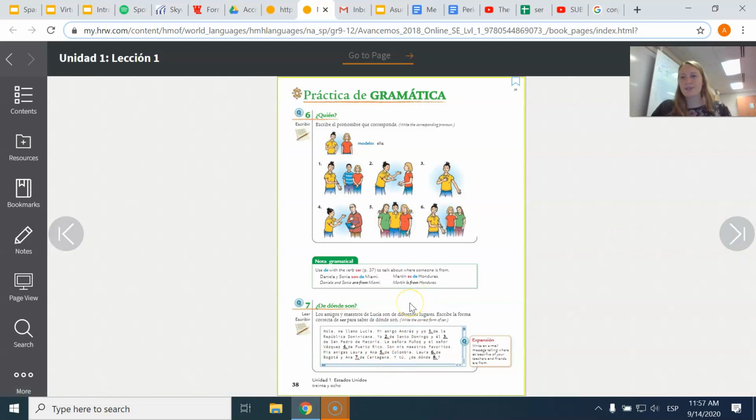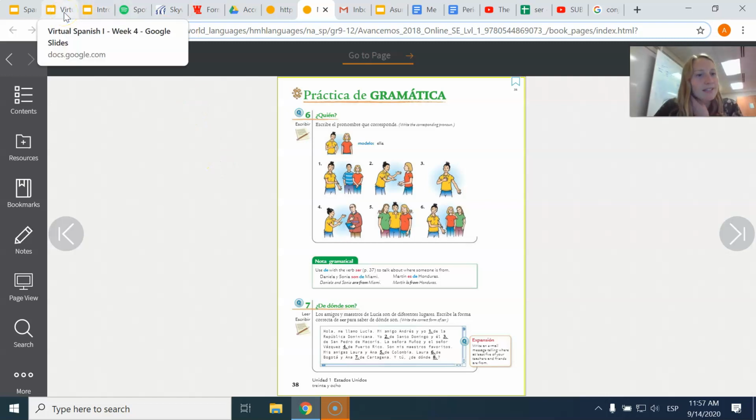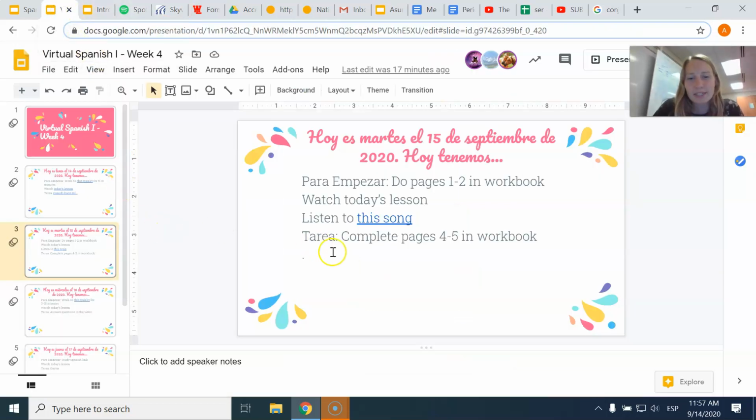I'm not going to go through the rest of that because this is getting a little long, but please go ahead and do your page 4 through 5 in your workbook. I'm going to give you guys a link to upload that to, so I can check that. And I might put another link in the slides so that you guys can get extra help if you need it. Please listen to the song. I hope it's helpful. And email me any questions.